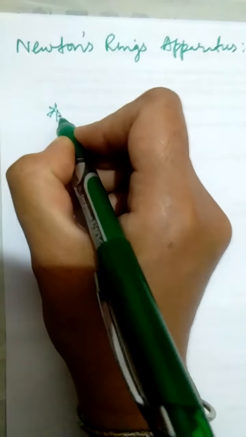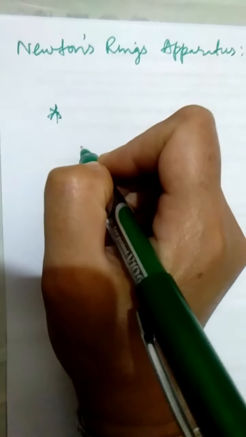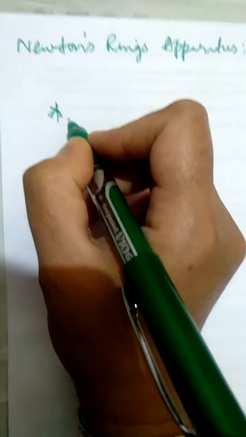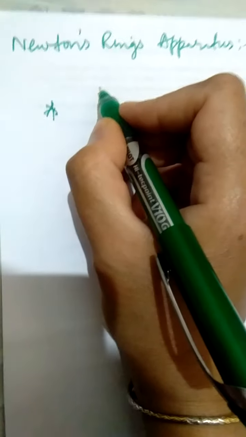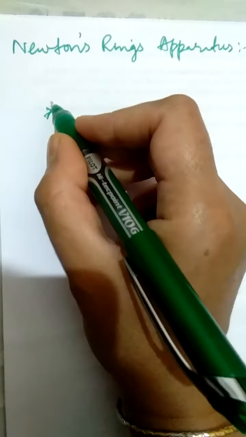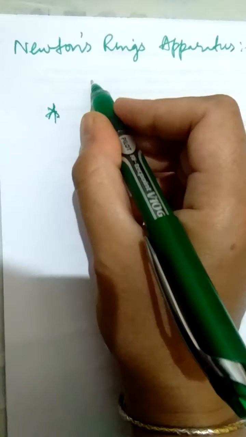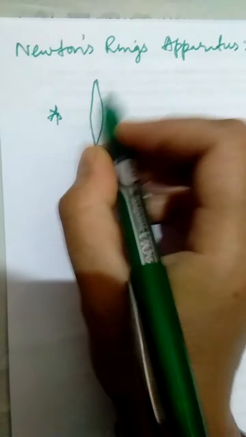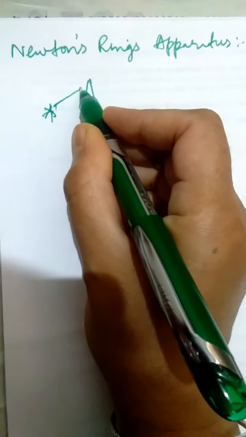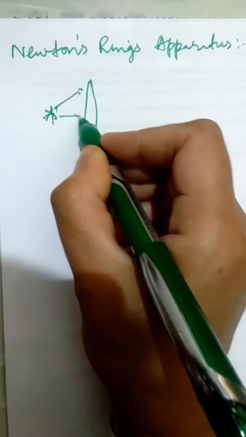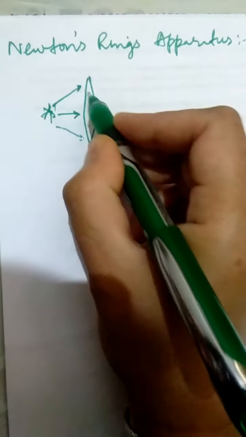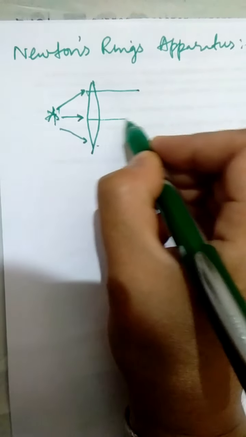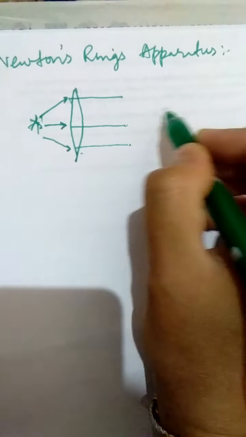This is the source of light which emits light waves in all possible directions. It is rather an extended source, right? So the first thing is to render the light parallel. That we do with the help of a collimating lens or a convex lens, right? So the light is rendered parallel. It emerges like this, right?